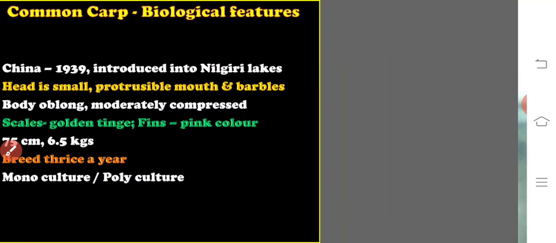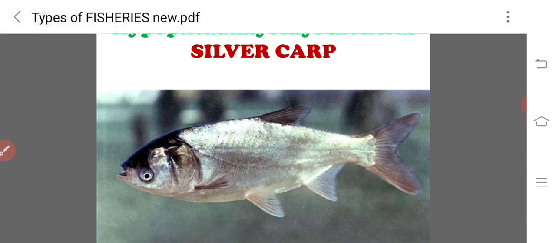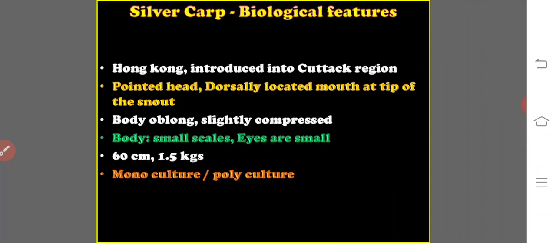Then coming to the second one, it is Hypophthalmichthys molitrix, commonly called the silver carp. It is imported from Hong Kong and introduced into the water of the Cuttack region.